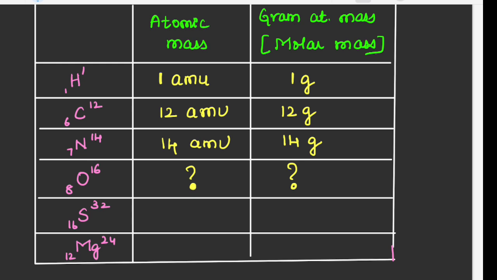Next example is sulfur. For sulfur, you can see here the mass number is 32. So I'll be writing here 32 AMU, and molar mass I'll be writing as 32 grams. Next, magnesium. For magnesium, I'll be writing it as 24 AMU, and for gram atomic mass, I'll be writing it as 24 grams. Is that clear?